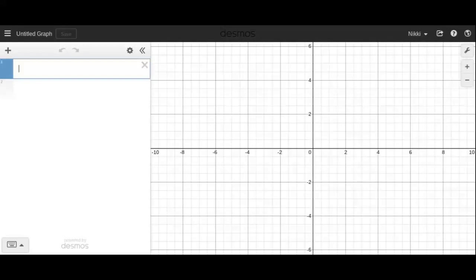All right, so our first inequality that we got was 4x plus 7y, and it was strictly greater than 800.